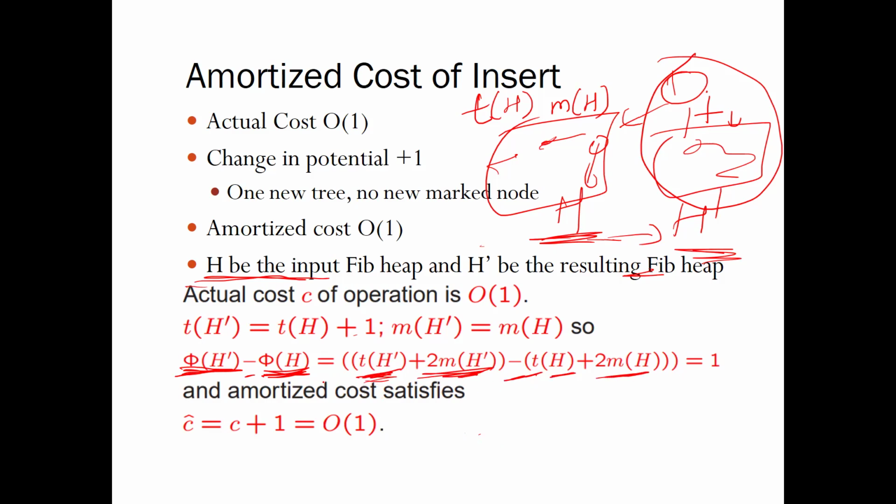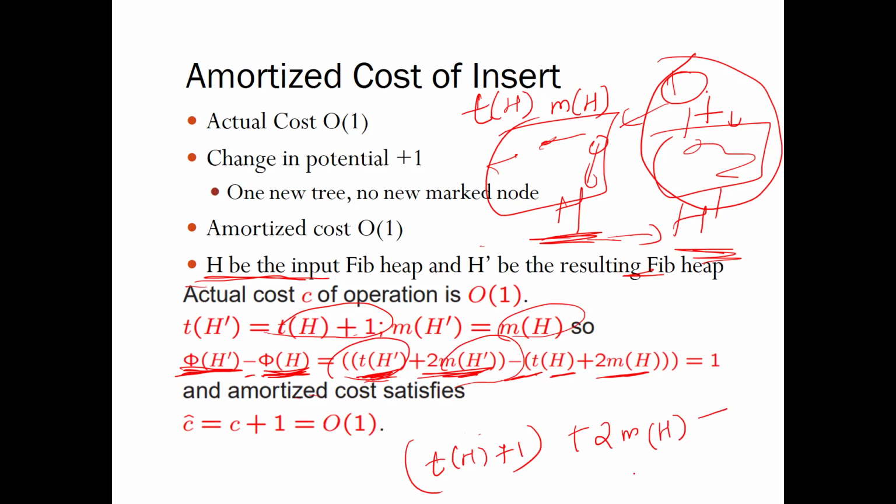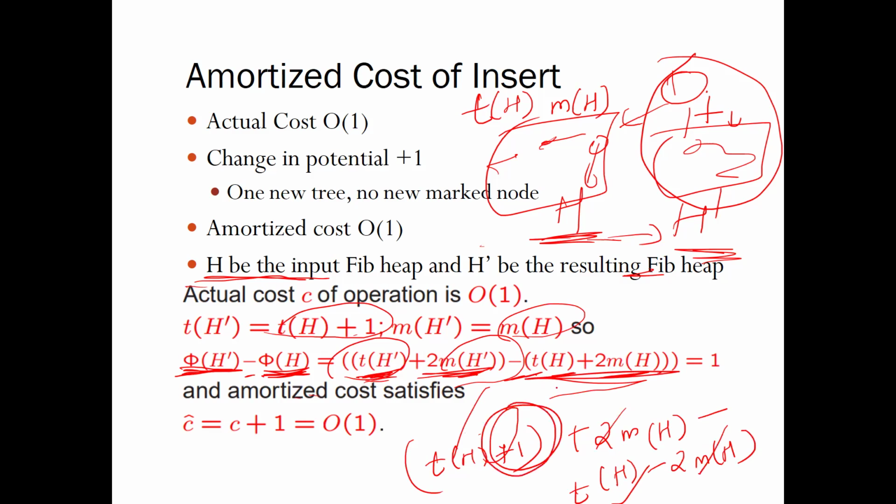Now, what is the change in this? So substitute the values here. For T of H dash, we can write T of H plus 1. So it becomes T of H plus 1, the whole, plus 2 times M of H dash, which is nothing but M of H itself. So 2 times M of H, minus this part. Okay, that is nothing but T of H minus 2M of H. Now you can see T of H and T of H cancel out, 2M of H and 2M of H cancel out. Now what is left behind is simply a 1.